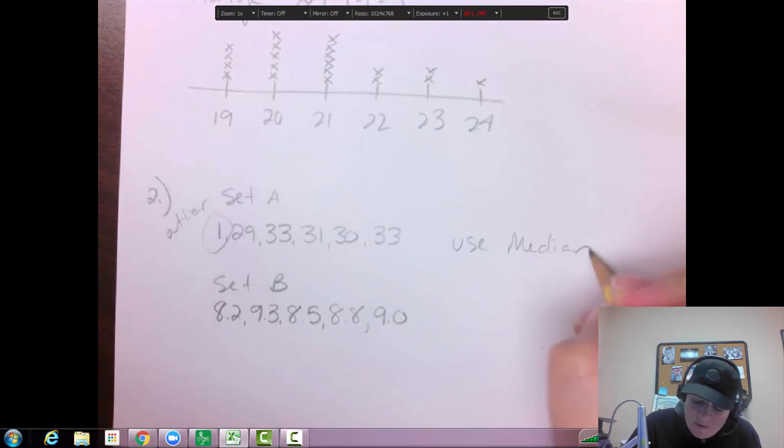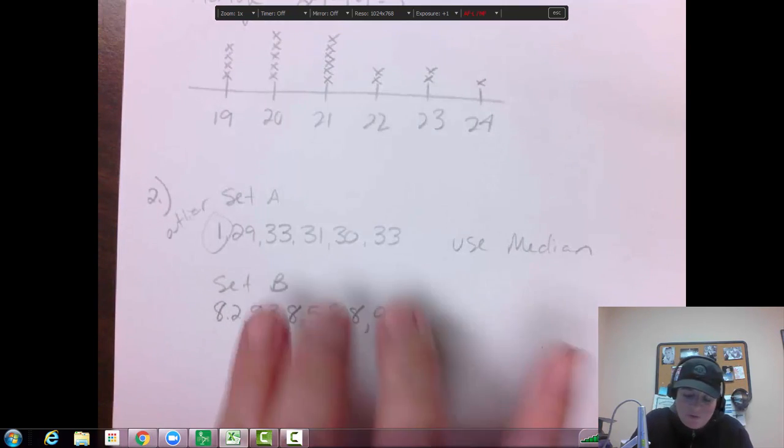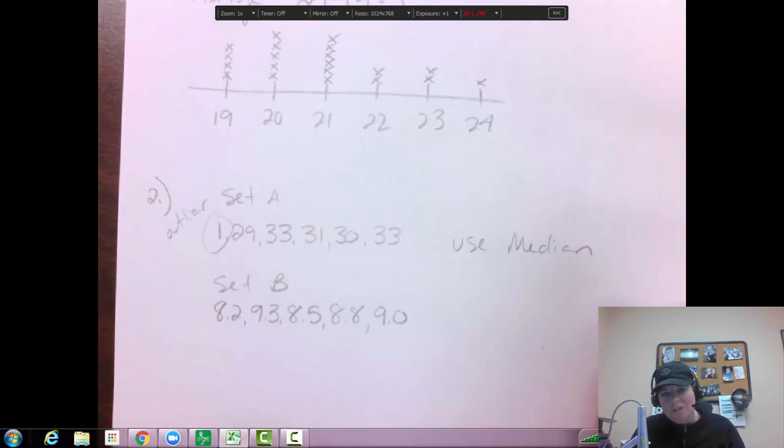Can we use the mode? There's two 33s. You could use the mode, but really it's usually between the mean and the median. The mode is only a good choice if you're looking for popular, or if your data is not numbers.